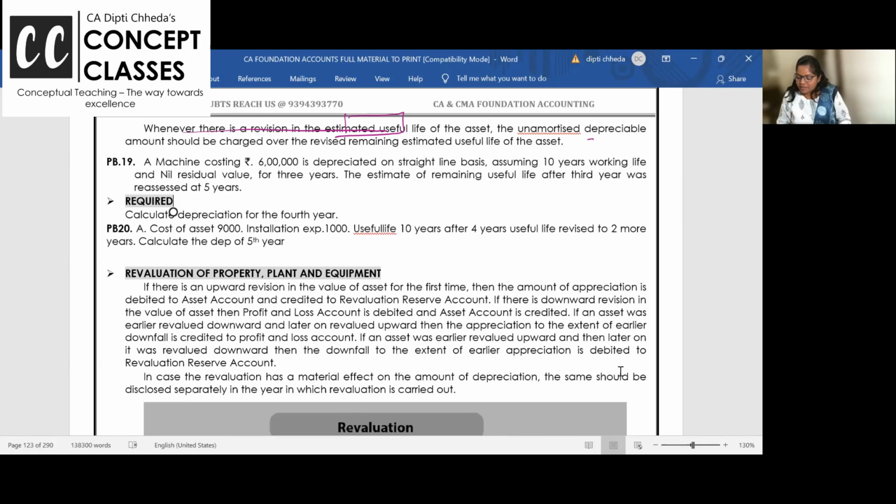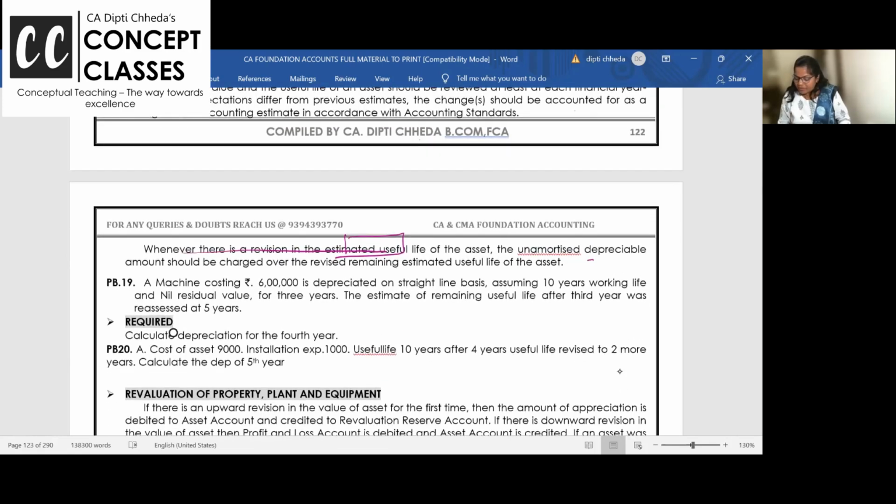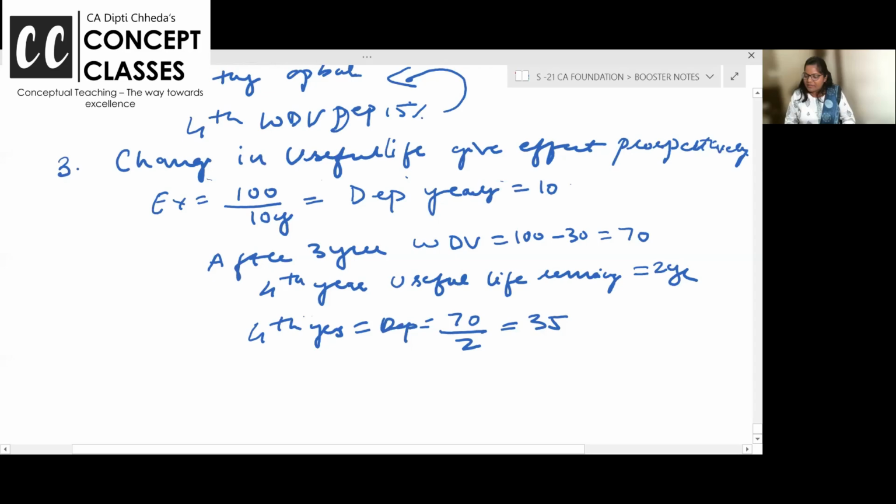A machine costing 6 lakh is depreciated on SLM for 3 years. After the 3 years, the remaining useful life was estimated at 5 years. Actually, if the 3 years are over and total life is 10 years, the remaining useful life is 7 years. But now they are saying it's only 5 years. So you are required to calculate the depreciation for the fourth year. Exactly same as what we have done now.